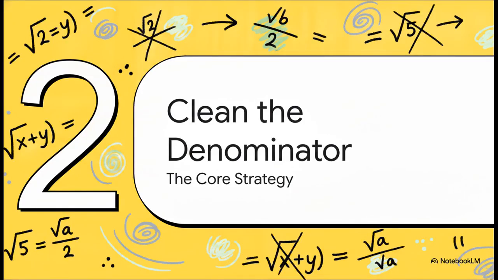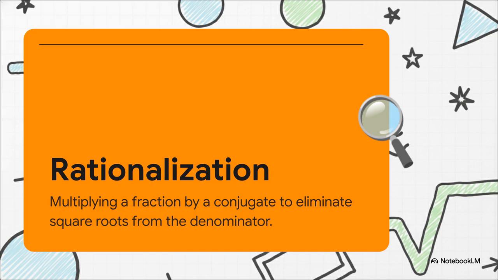Section 2, Cleaning the Denominator, the core strategy. So the crucial point is, how exactly do we get rid of that complicated fraction? Because we can't easily compare it to x + y√5 while there's still a square root just sitting at the bottom of our equation.